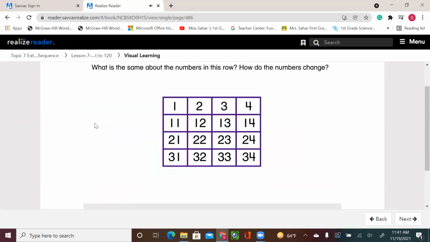What is the same about the numbers in this row? How do the numbers change? The numbers all start with 1. As the numbers change, the ones digit goes up by 1. What is the same about the numbers in this column? How do the numbers change? The ones digit in each number in the column is 4. As the numbers change, the tens digit goes up by 1.